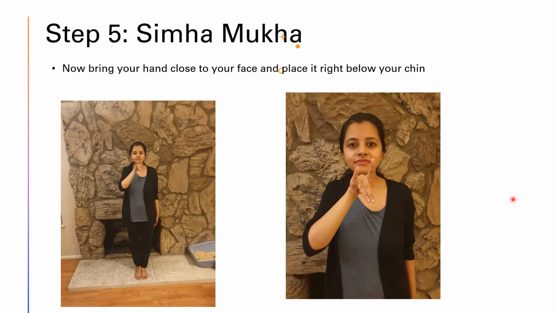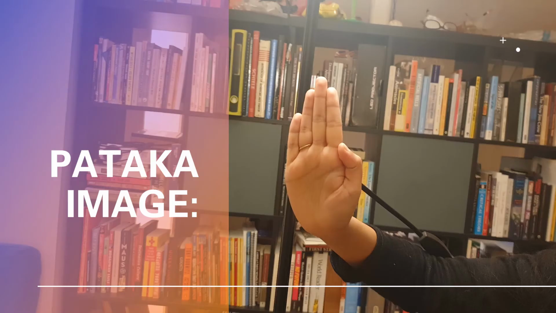And now the last step is just bring your hand close to your face and place it right below your chin. You can see that I have placed my hand right below my chin. Image 2 is a close up of how I have placed my hand right below the chin. Okay. Now that was a Simha-mukha, and congratulations on doing that.